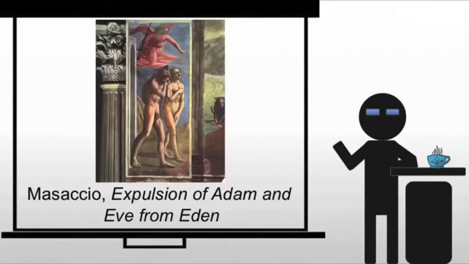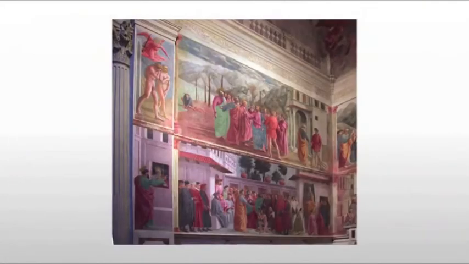Right next to his tribute money. In fact, you can see a piece of it right here. Here's Peter getting the money from the fish. We will see the expulsion of Adam and Eve from Eden. And so we are again in Brancacci Chapel, and here is the painting in question, the expulsion of Adam and Eve, a fresco high up on the wall.